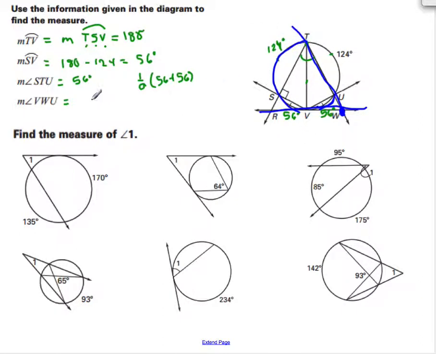So I'm going to take the big minus the small. So again, this is big minus the small. For me, that's going to be 180 degrees minus 56 degrees. Again, we're also doing the 1/2 on this. I have a calculator right here. 180 minus 56 equals 124. When I divide that by 2, I get 62 degrees as my measurement.